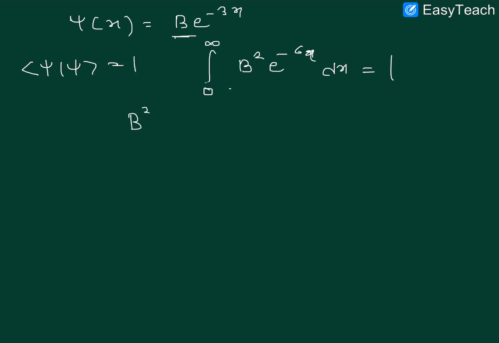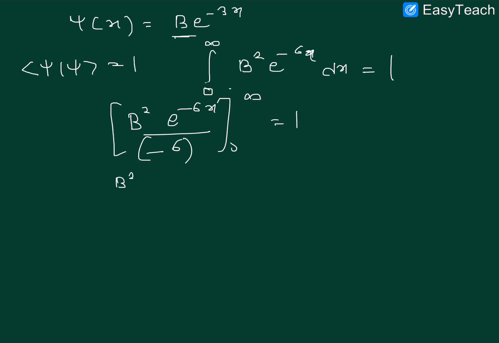So we get b square times e to the power minus 6x upon minus 6, from 0 to infinity, equals 1.